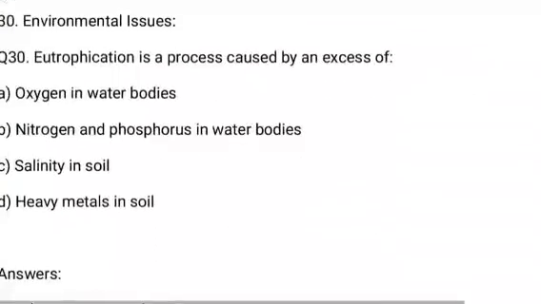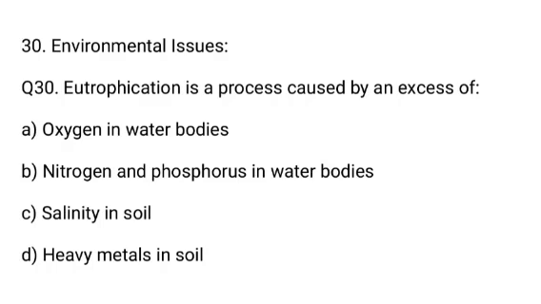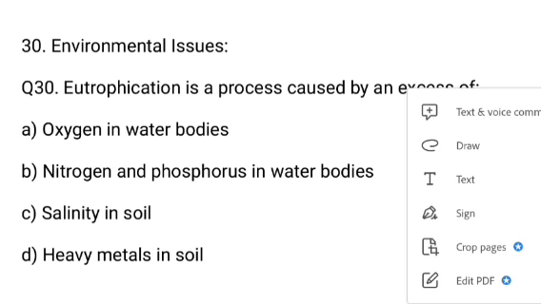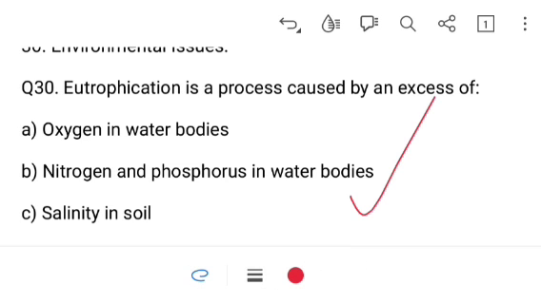environmental law. Next question is about an environmental issue, and it says eutrophication is a process caused by an excess of what? Oxygen in water bodies, nitrogen and phosphorus in water bodies, salinity in soil, heavy metals in soil. So it will be nitrogen and phosphorus in water bodies.